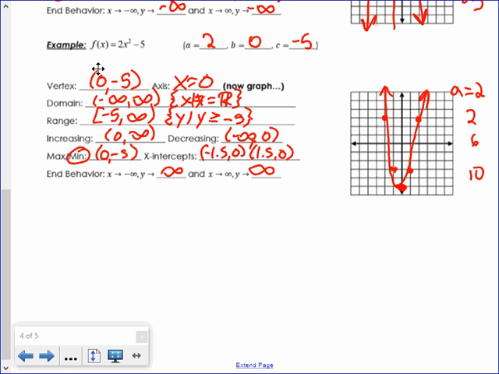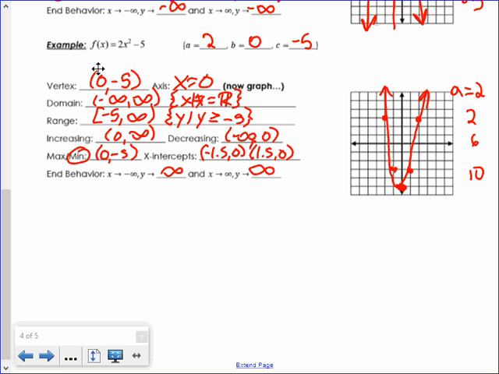The axis is always going through the vertex, so it should match. And then the axis is what you use to do the increase-decrease, so that should match. They're all linked together. Alright, any questions about the vertex or the standard?